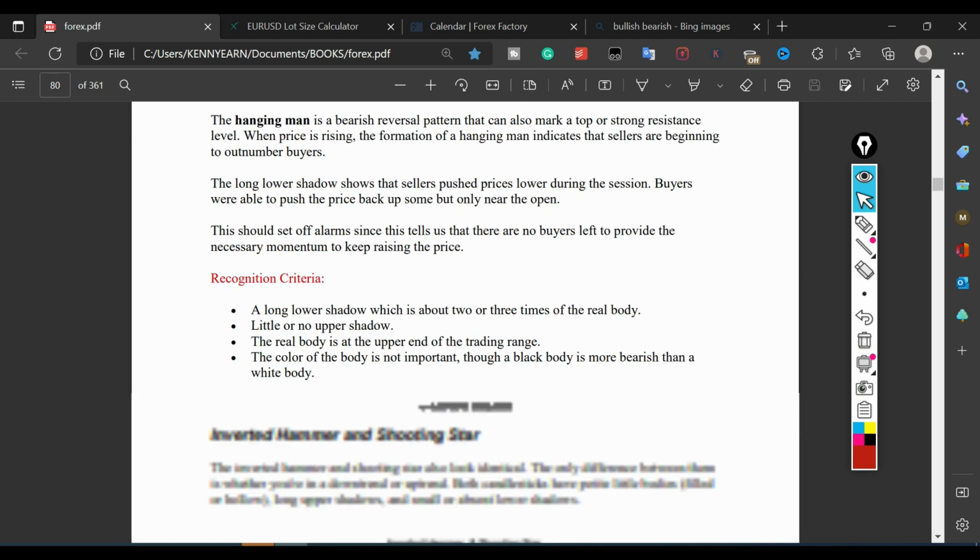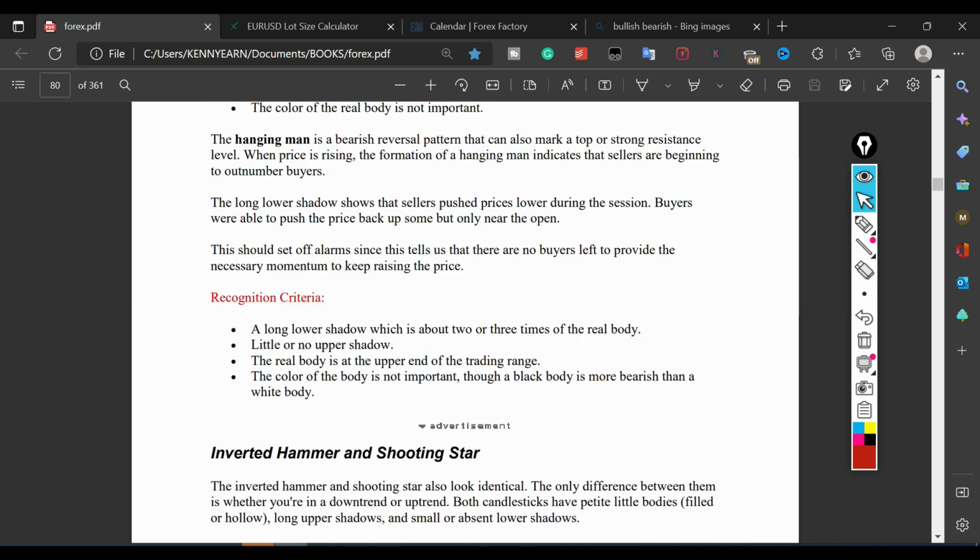That's how you classify or recognize a hammer or a hanging man. You can read more about them.